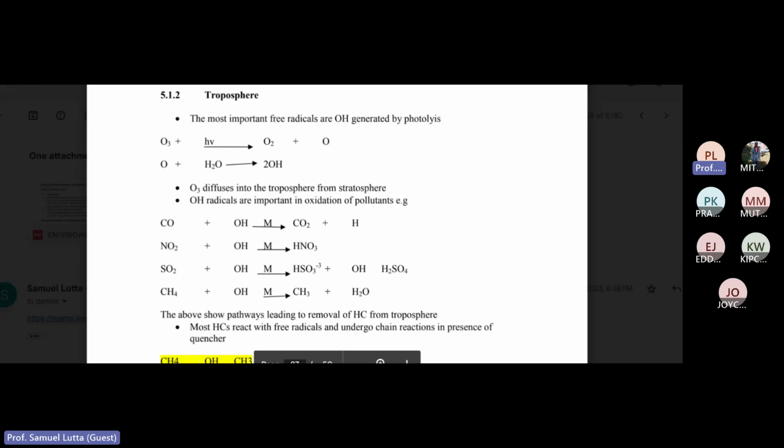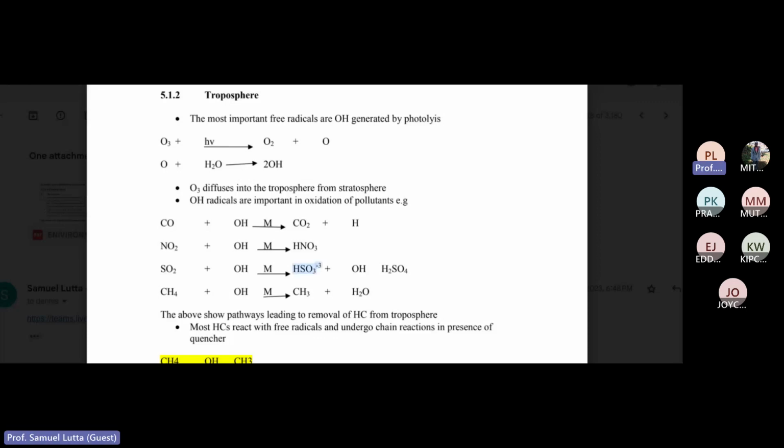So you can see in the second reaction here, the OH is oxidized with carbon monoxide to give carbon dioxide plus a hydrogen radical. And the same OH can also react with nitrogen dioxide to form nitric acid, which causes acid rain. The same OH can react with sulfur dioxide to form... I think there is some typo. That one is supposed to be sulfur trioxide.